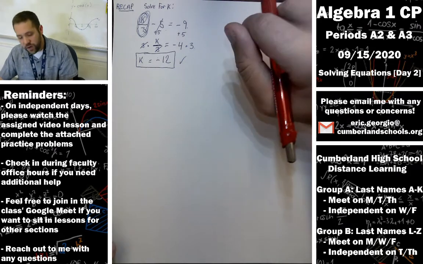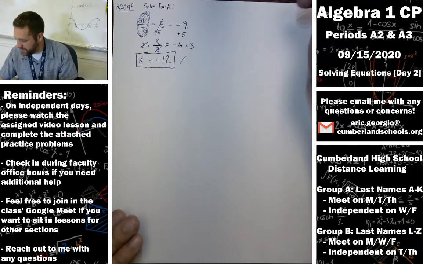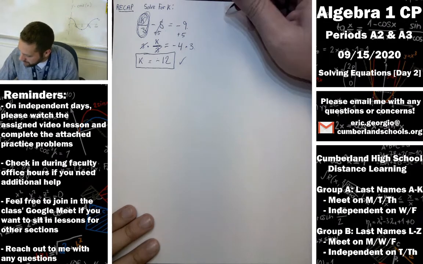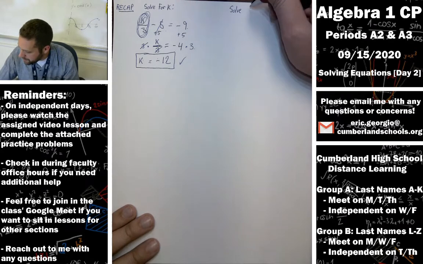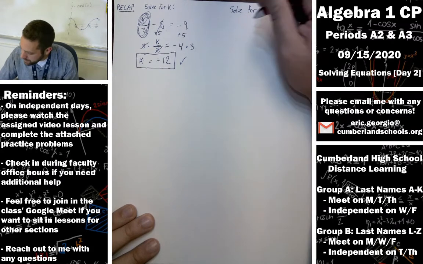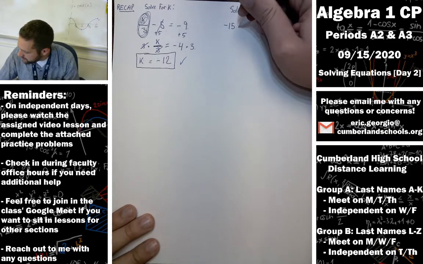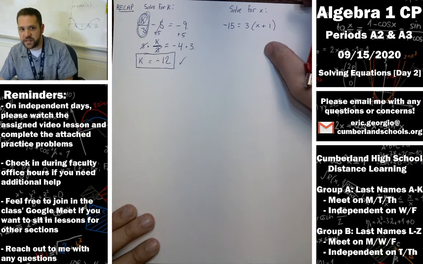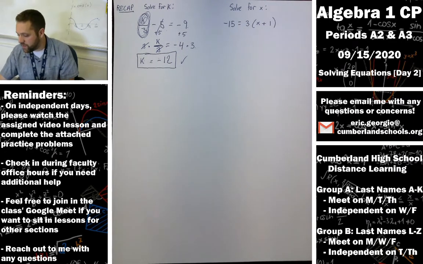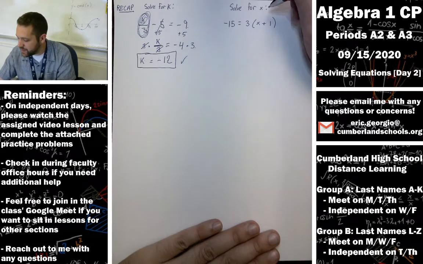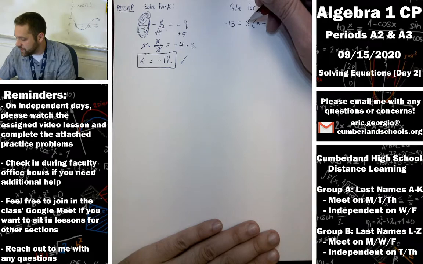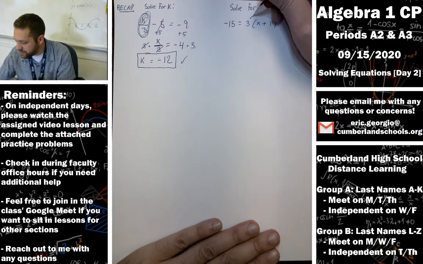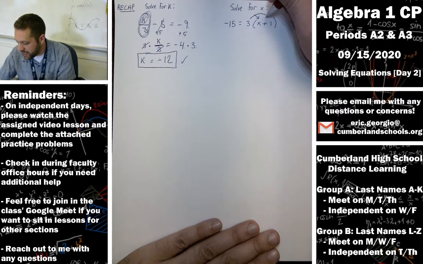Now, what if our equation has a couple more steps in it, though? Namely, some distribution. How about a problem like this? Let's solve for x. We'll do negative 15 is equal to 3 times x plus 1. Ooh, tricky stuff, right? Well, hopefully you recall something called the distributive property in other math classes that you've taken previously. What that means is if I want to do 3 times x plus 1, the whole quantity of x plus 1, I can take this 3 and distribute that multiplication through.